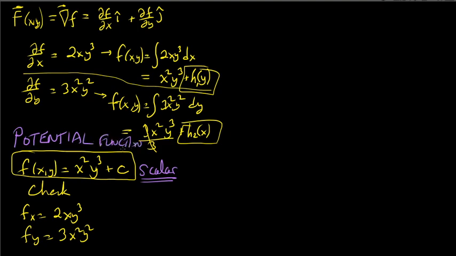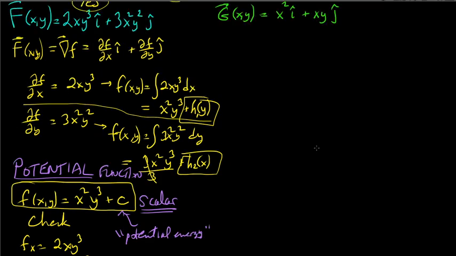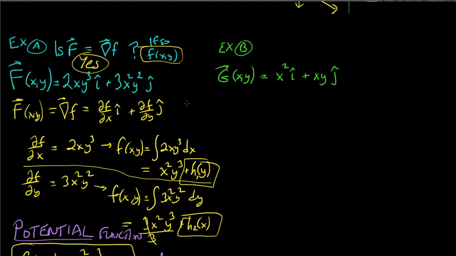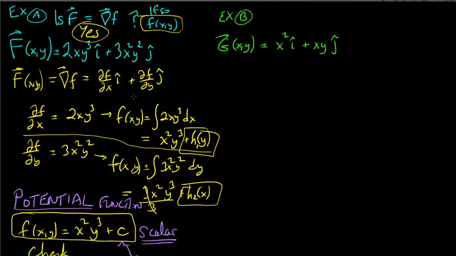And for those of you who've had physics, you probably know why, right? We think of this as sort of like the potential energy, right? Which is not a vector. It's a scalar. Potential is a scalar, right? Okay, so we're going to call this the potential function here. So that answers the question.